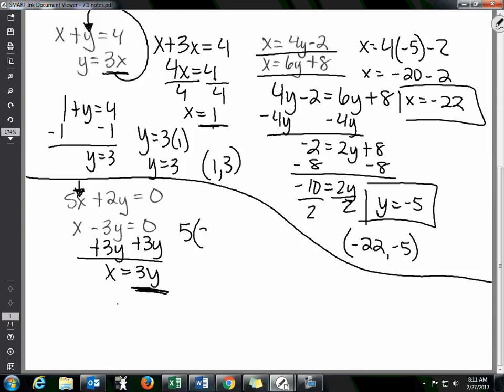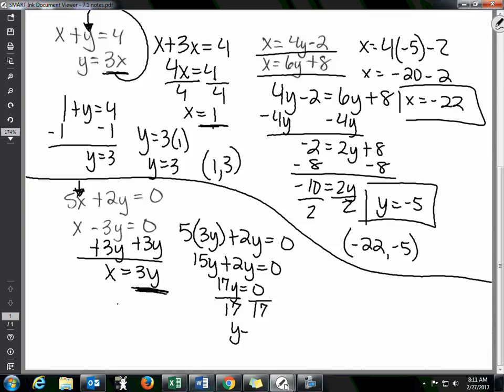5 times 3y plus 2y equals 0. Okay, now you multiply. So that's 15y plus 2y equals 0. So adding, you combine those together, you get 17y equals 0. Divide by 17, and you get y equals 0. That looks like numbers. y equals 0.